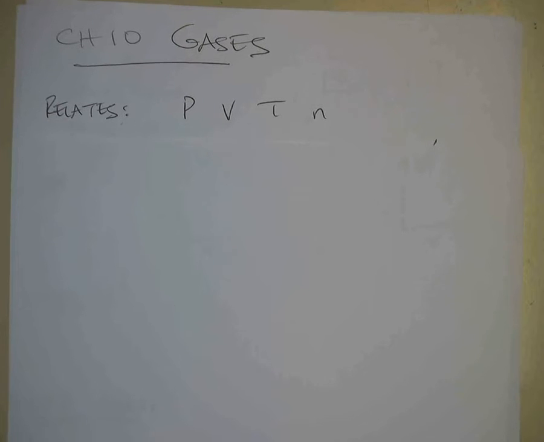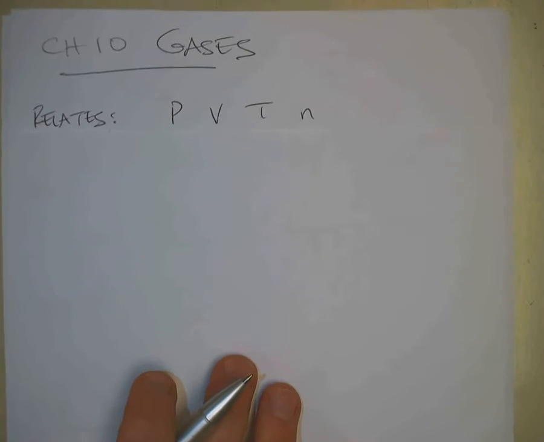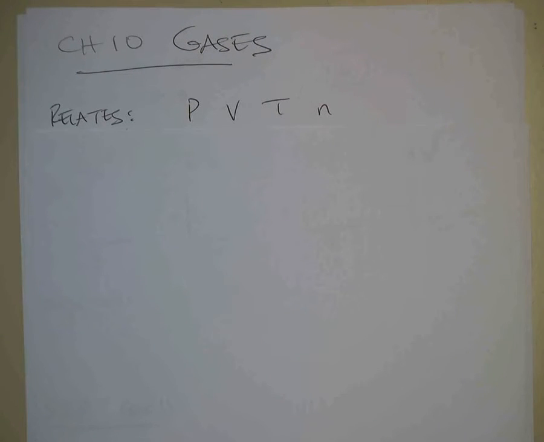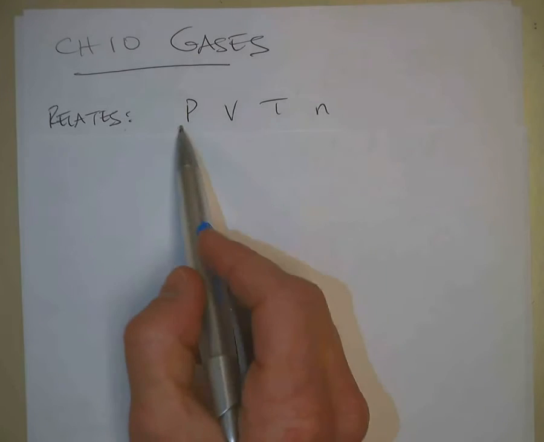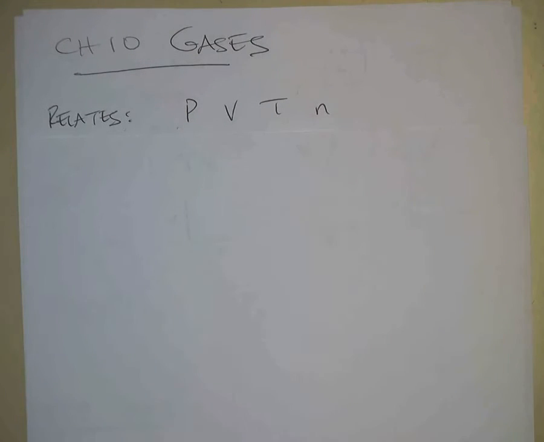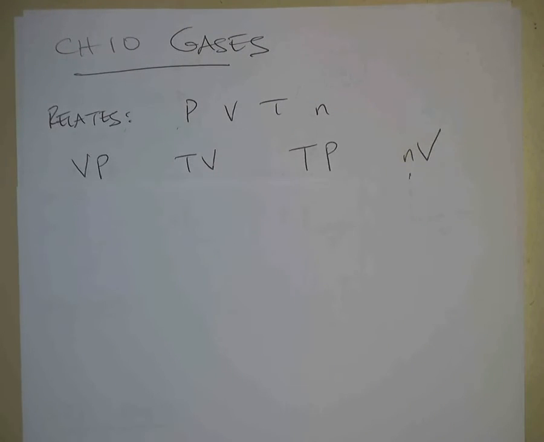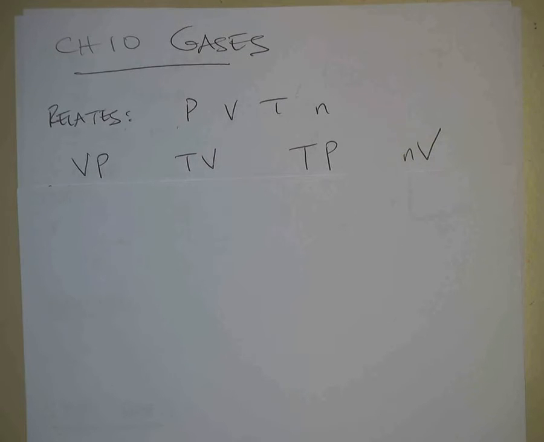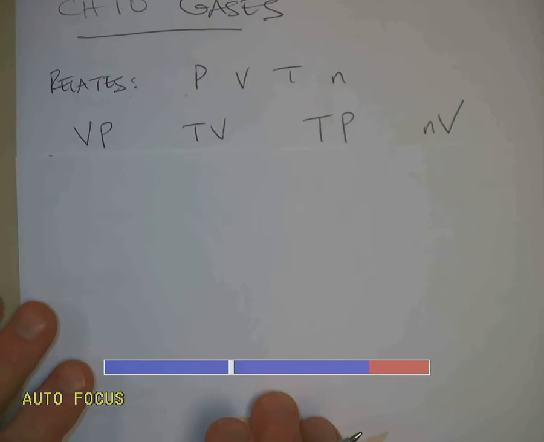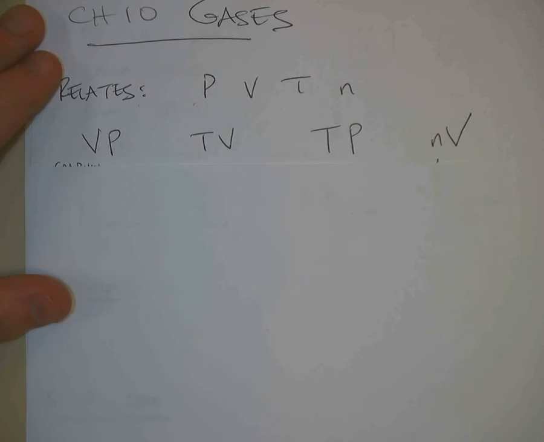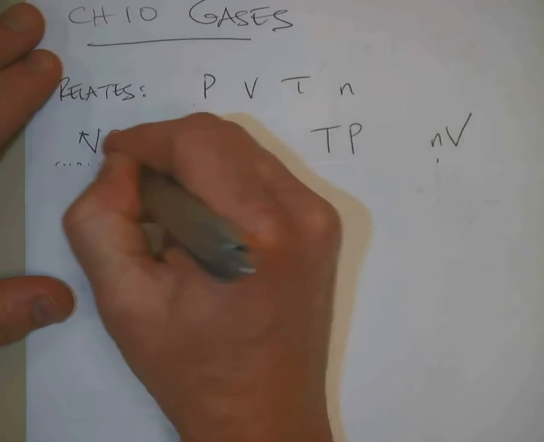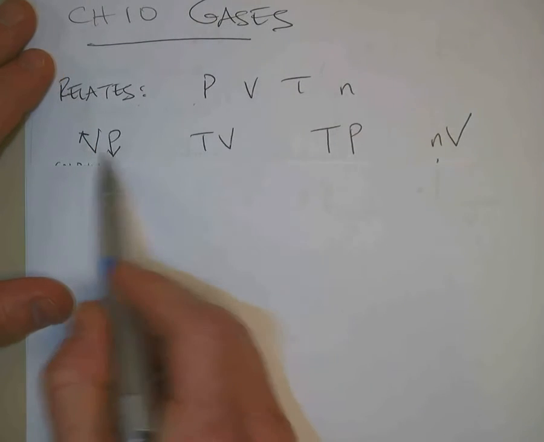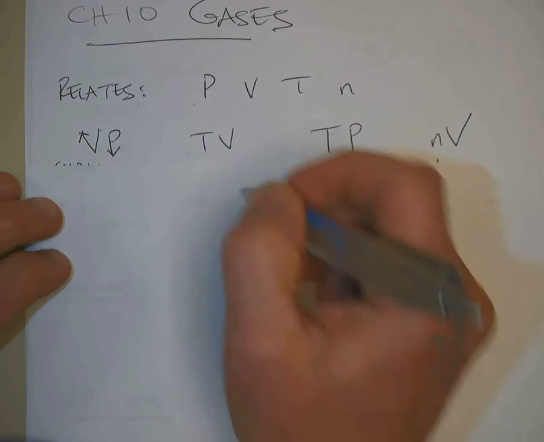Gases, ladies and gentlemen. There are four factors that relate or determine the properties of a gas. They include pressure, volume, temperature, and number of moles, or amount of gas. The relationships between these, when the other variables are held constant, can be related in this way. Volume is inversely proportional to pressure. If volume goes up, the pressure goes down. You can remember that by the vice president.